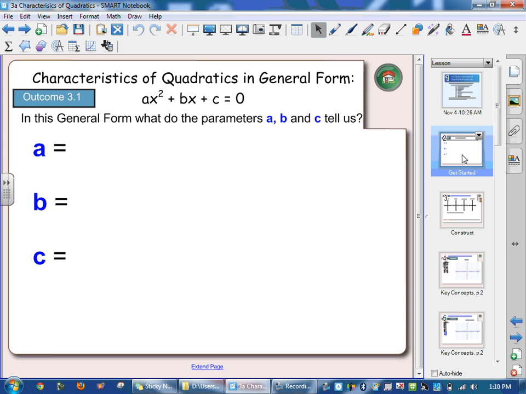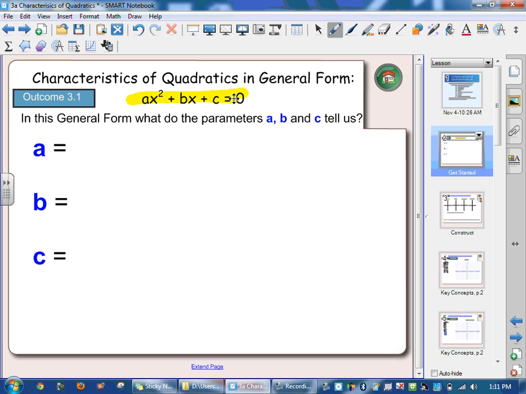Quadratics in general form. We're used to seeing this. We've been factoring all kinds of questions like this in this format. We've been solving equations as long as they equal 0 last unit. Now we need to actually know, well, what the heck do A, B, and C mean? What do they do for us?